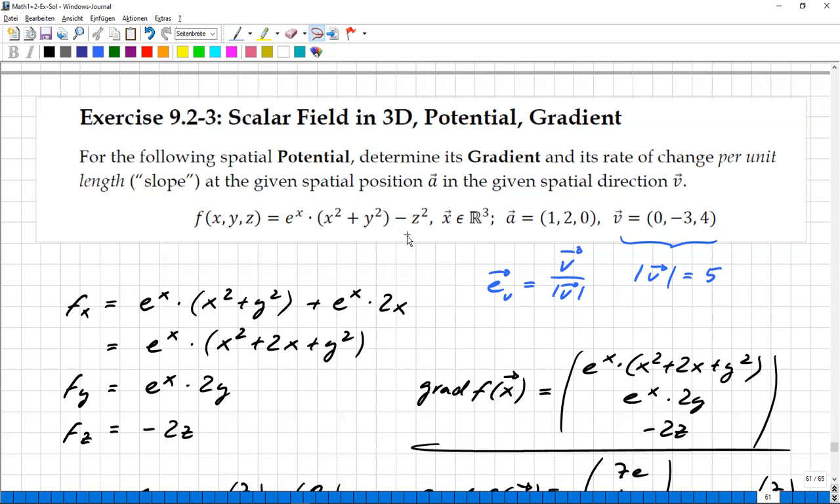Okay, so we want to determine the gradient, the spatial gradient of this potential function, spatial function, scalar field in 3D. And now this is something which is sometimes called the so-called direction derivative. In case you heard it, I call it something else. I call it the rate of change per unit length. I gave this in cursive letters for you to note. This is sort of a slope.